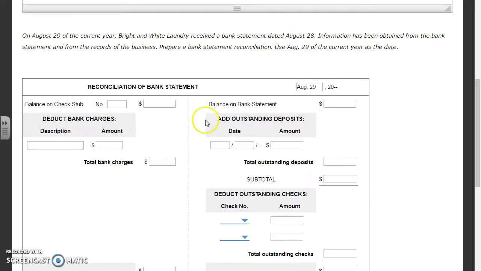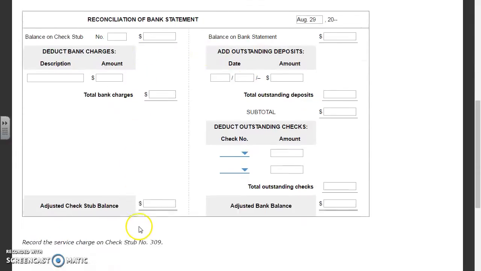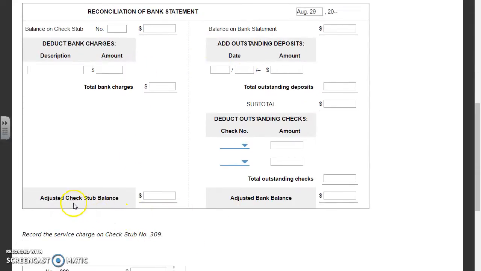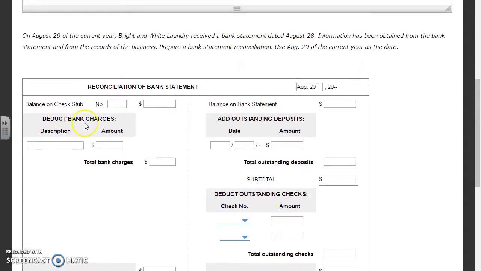And then we're going to fill out the left side first and the right side. And what we're looking for is that the adjusted check stub balance is equal to the adjusted bank balance. Because again, when your bank statement arrives, it's not always going to be exactly what you're showing in your bank account balance, because there are some discrepancies. There are some things that haven't been cashed yet. There are some deposits that you might not see yet. So we have to reconcile these things. And we talked about that in class and over our notes. So let's fill out the left side first.